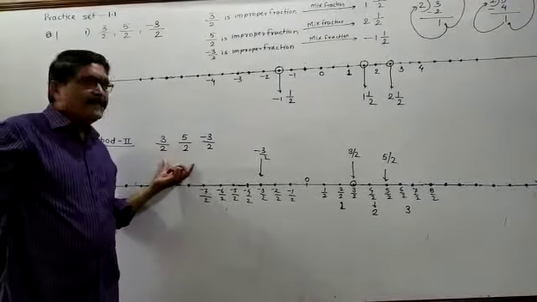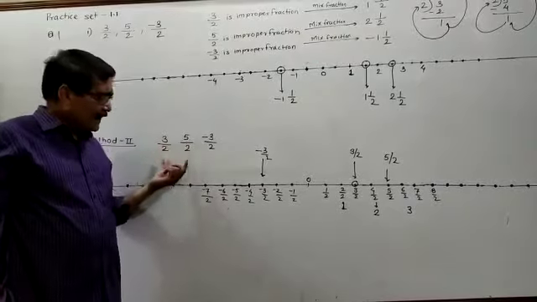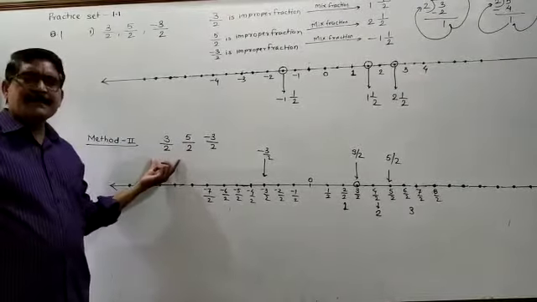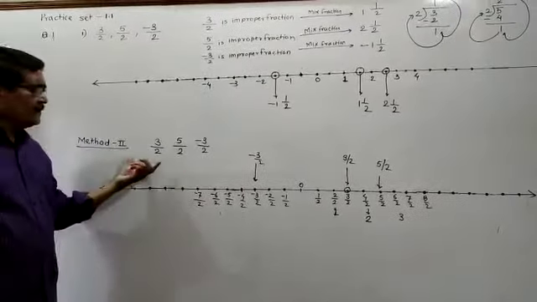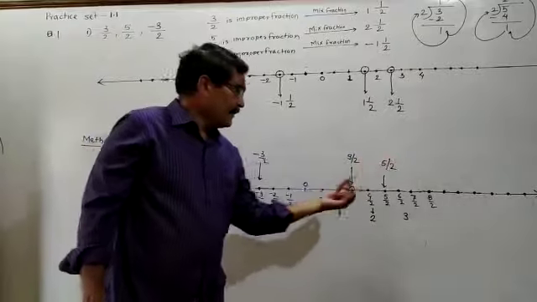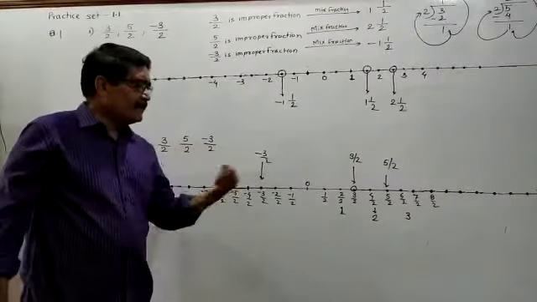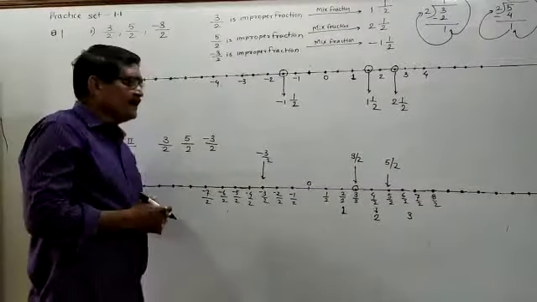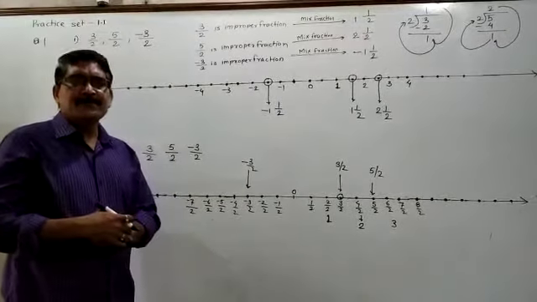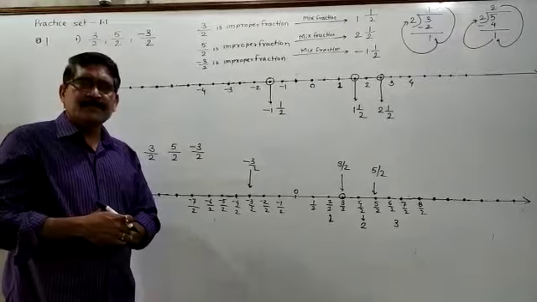This second method is very easy. If you write this method in the exam, you will solve this example by this method, no problem at all. This is the very easiest method. You have to first draw the number line. After that, you have to see the denominator and divide by the denominator and write the points. Both ways you have to write the example in the notebook. Thank you.